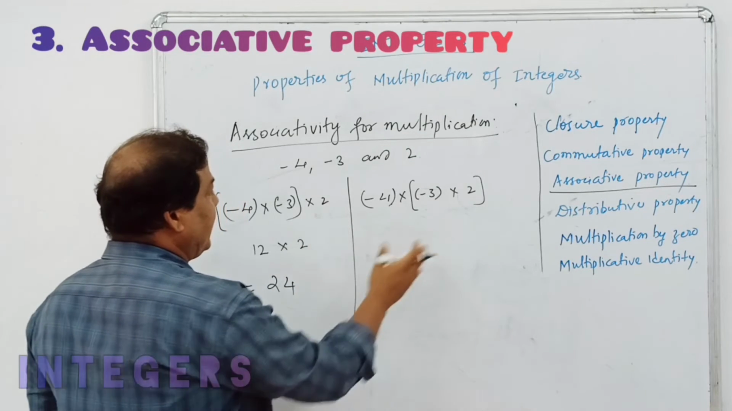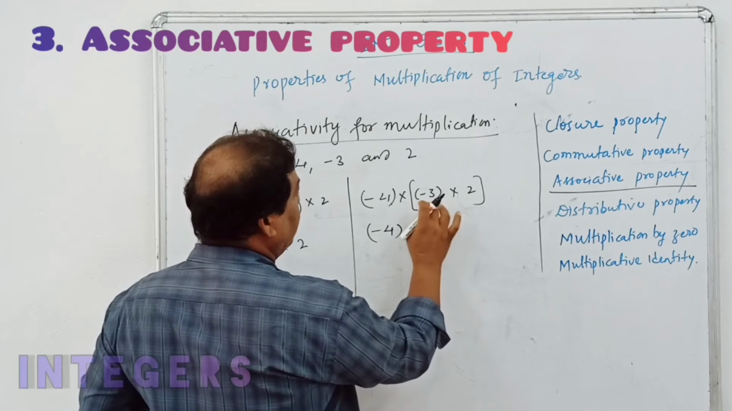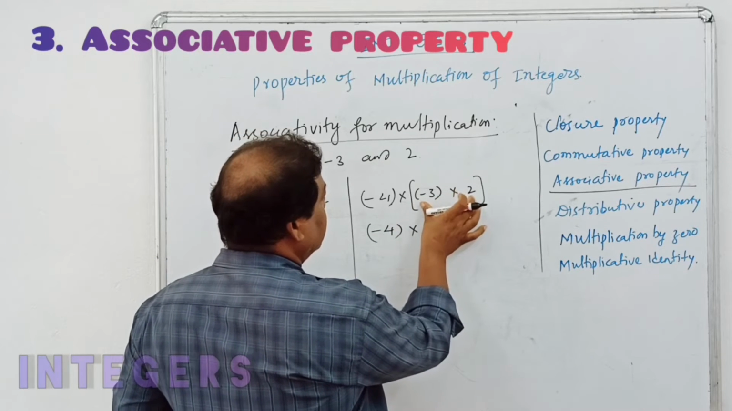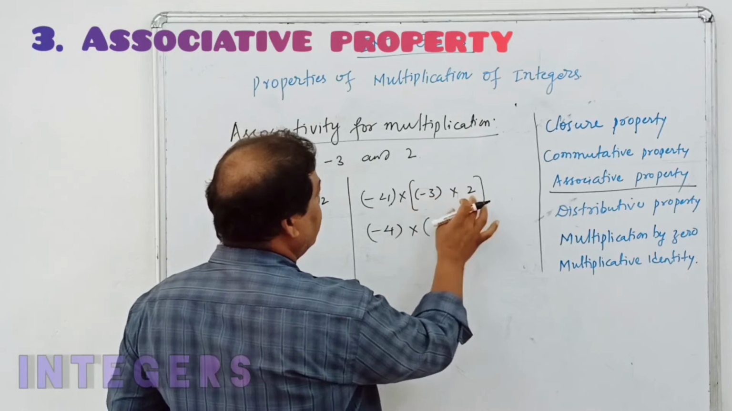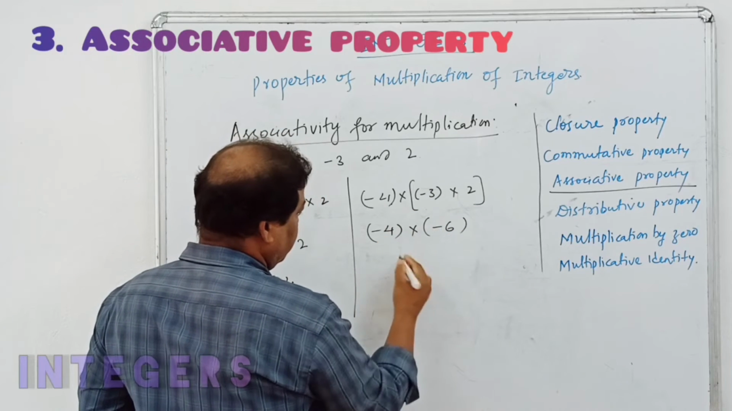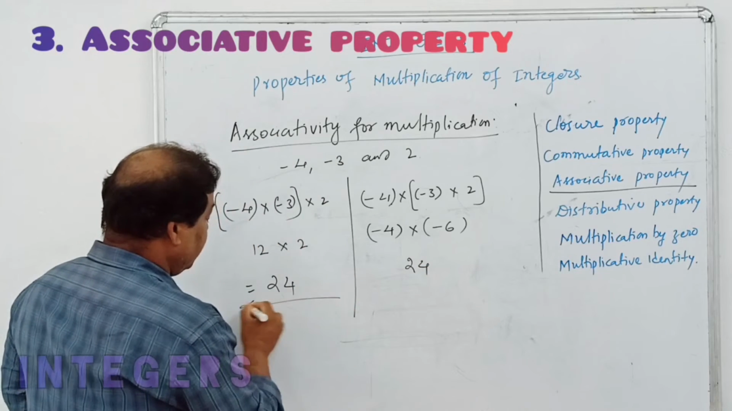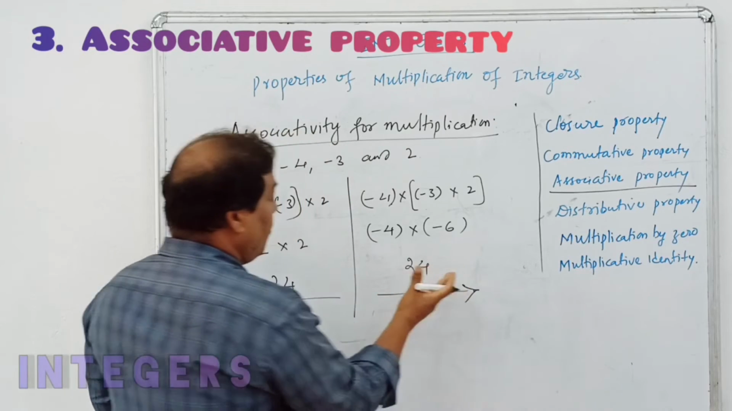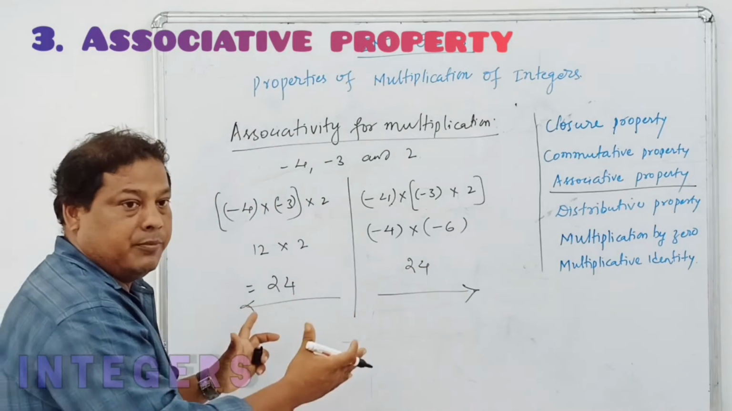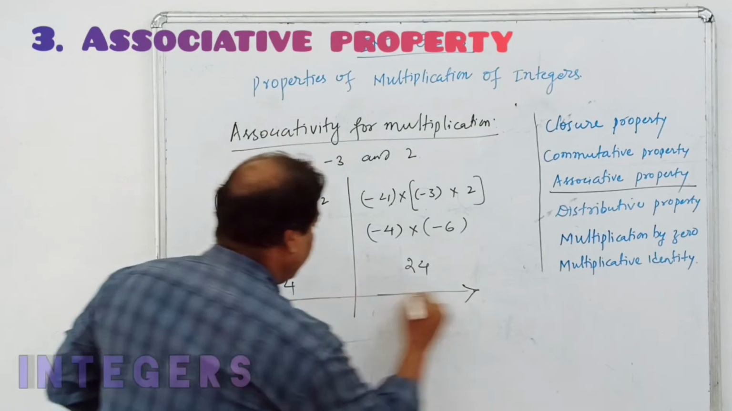So in the second case, minus 4, then you multiply the two grouped numbers, minus 3 times 2, that is minus 6. So negative times negative is positive, 4 times 6 is 24. So in the first case and the second case, both results are the same. That is 24 here, and 24 here. Let us take one more example.